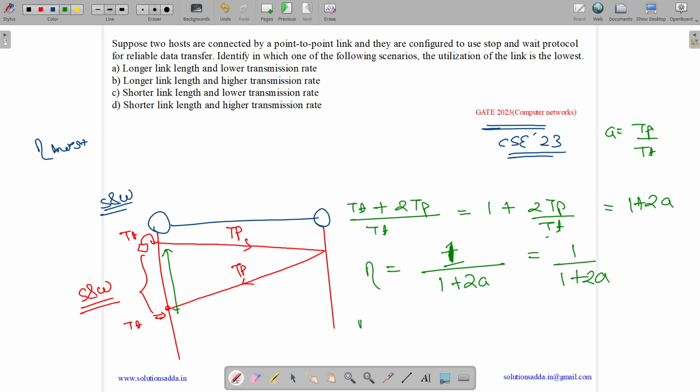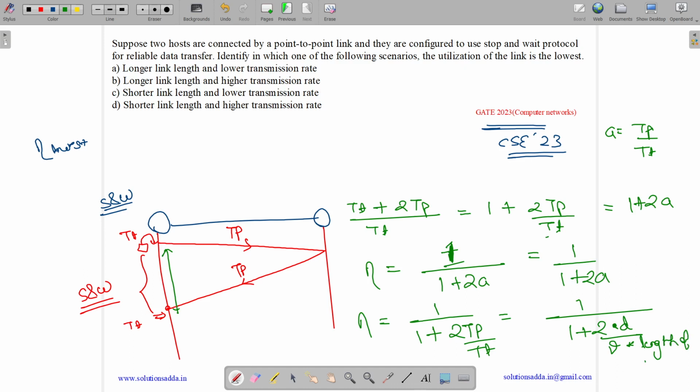Now let us expand this. Efficiency equals 1 upon 1 plus 2A. What is A? A is TP by TT. Let us expand it more: 1 upon 1 plus 2 times TP upon TT. What is TP? TP equals distance, which is link length, upon speed. And TT is the length of the packet divided by bandwidth.